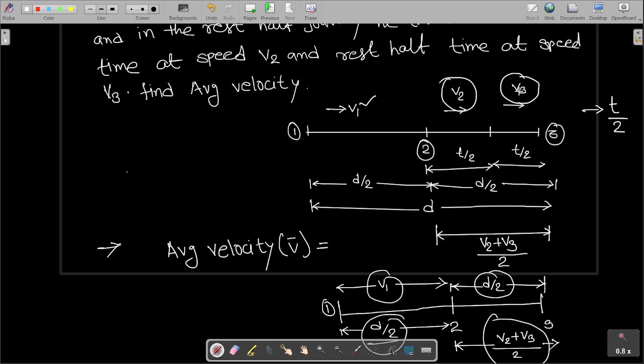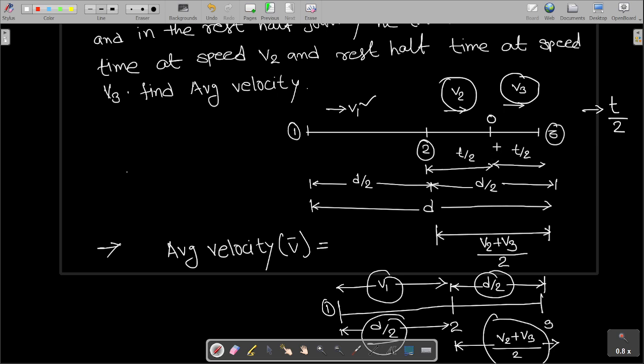As the velocity is different but the time is same, the distance traveled would be different because the velocity is different. It is not given which is larger, v2 or v3. So we would assume that from 2 to O, suppose this is O, the distance covered is this, and from 0 to 3, the distance covered is this much.